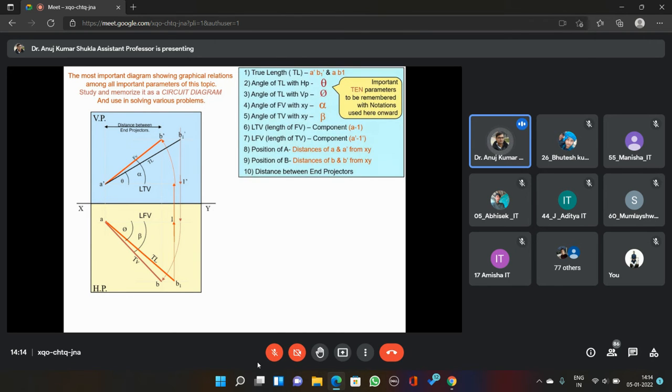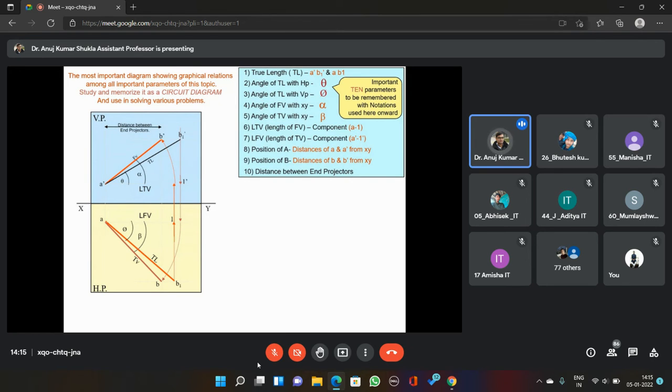So true length TL is A dash B dash and AB1. The angle of true length with HP is theta. The angle of true length with VP is phi. The angle of front view with XY is alpha. The angle of top view with XY is beta.